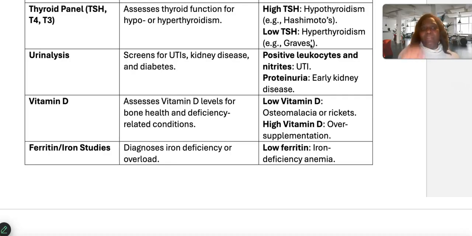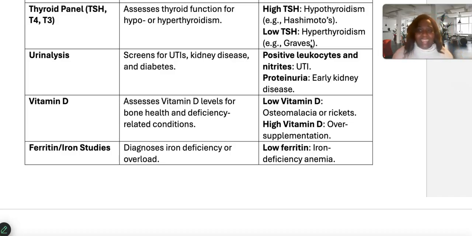The next thing is going to be thyroid panel. Thyroid panel is also a given. That one is also straightforward. It assesses thyroid function, hypo and hyperthyroidism. So if we have a high TSH, it means hypothyroidism. Example like Hashimoto's disease. We also have low TSH. When we have that, that means hyperthyroidism. That may mean Graves' disease.